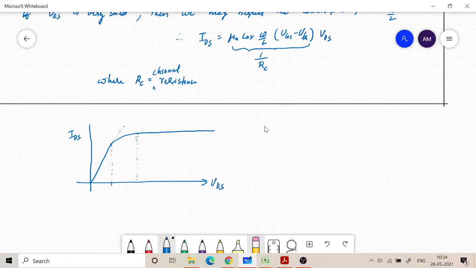So we have 3 regions for the characteristics. One is basically the linear region, and the region between the origin and point 1 is called the linear region. Then we have the quadratic region, and after that we have what is called the saturation region. So we will continue our discussion in the next class from here onwards.